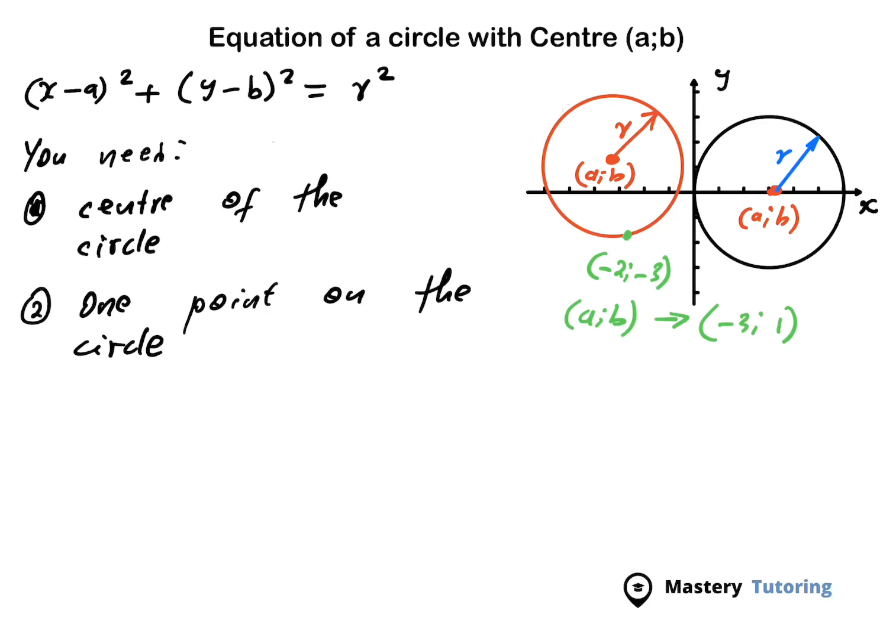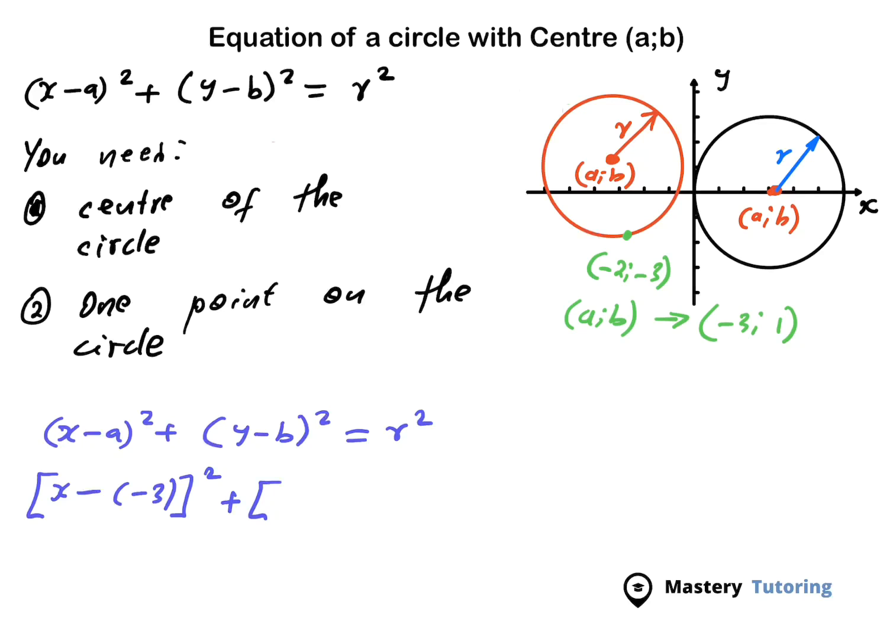We start by saying (x - a)² + (y - b)² = r². And then now we substitute what we know. Let's start with substituting the values of a and b. So this is going to be (x + 3)² + (y - 1)² = r². So our ultimate goal is to calculate r.